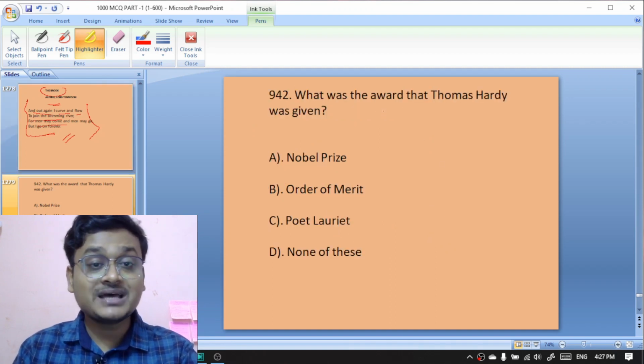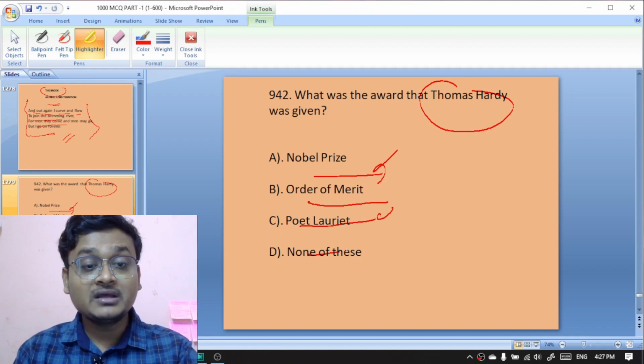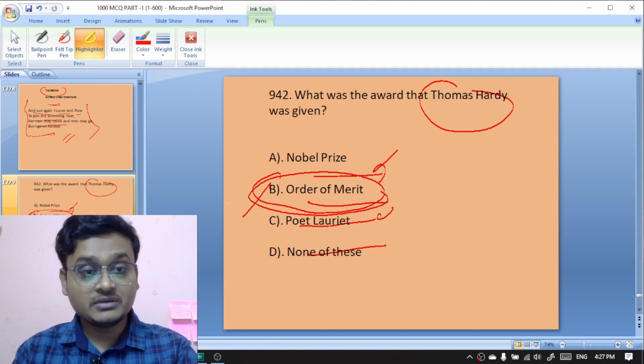Next question. What was the award that Thomas Hardy was given? Nobel Prize? No. Order of Merit, Poet Laureate. So Thomas Hardy was given the prestigious Order of Merit. B is the right option here.